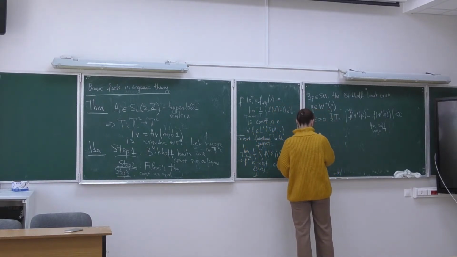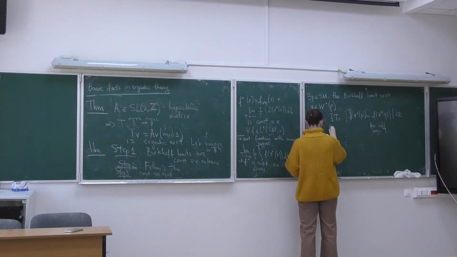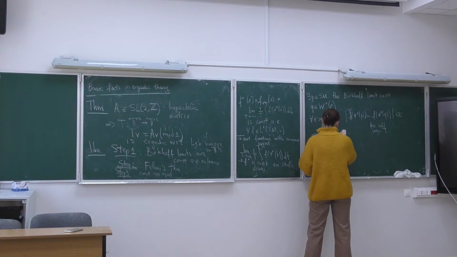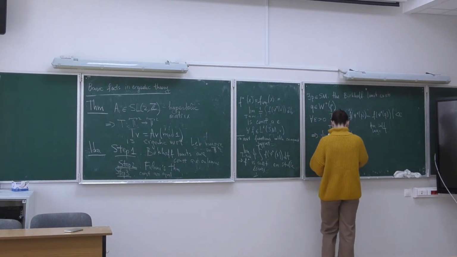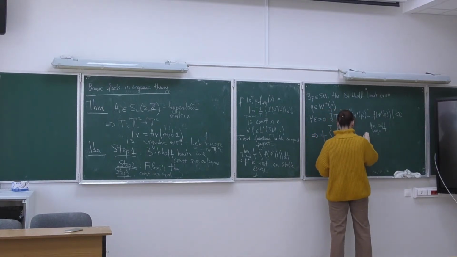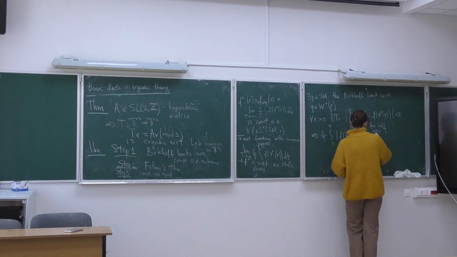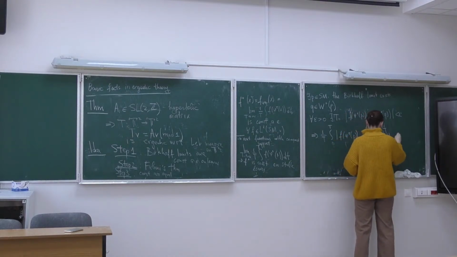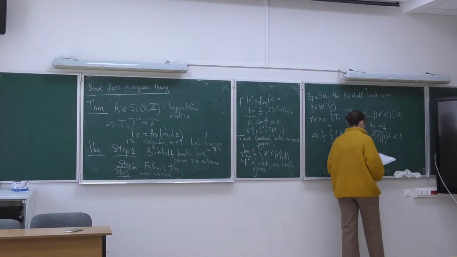So, we can claim that one over t integral from 0 to t of f of phi t of p minus f of phi t of q dt is smaller than epsilon.